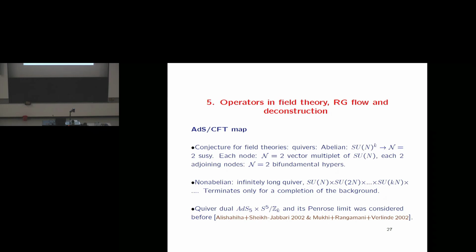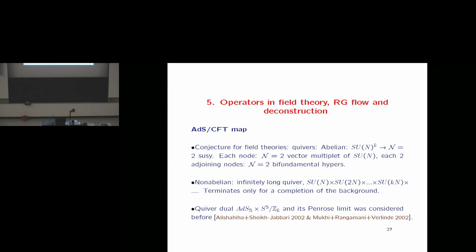First of all, we have to define the field theories. The field theories are quivers. In the abelian case, so for abelian T-duality, the quiver is just a bunch of SU(N) nodes connected by lines. So we have N=2 SUSY at each node and a vector multiplet between adjacent SU(N) nodes.